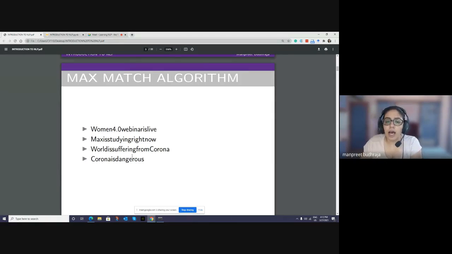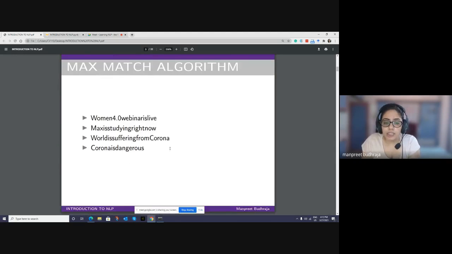But this algorithm generally fails on English text. We'll see how below. It's generally preferred for the Chinese language because they don't write words with gaps. So this was preferred more for the Chinese language than the English language. It's not preferred to use this algorithm in English.